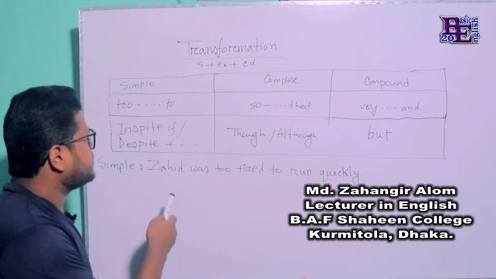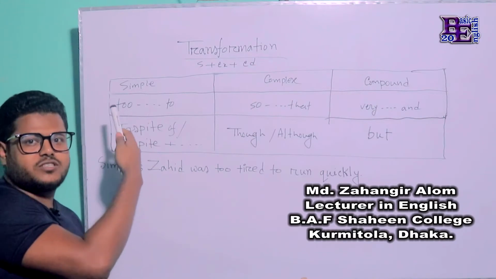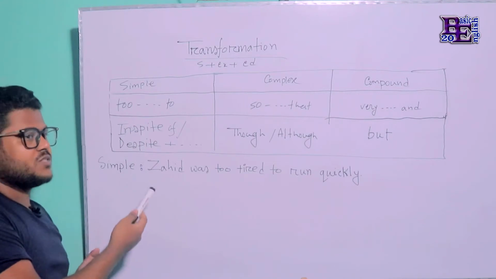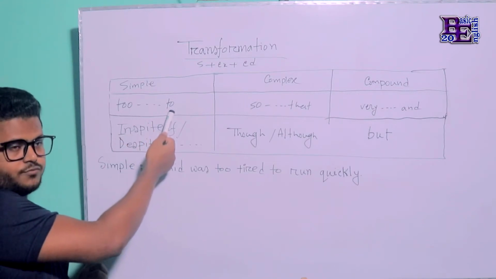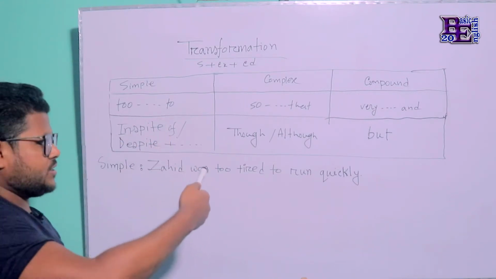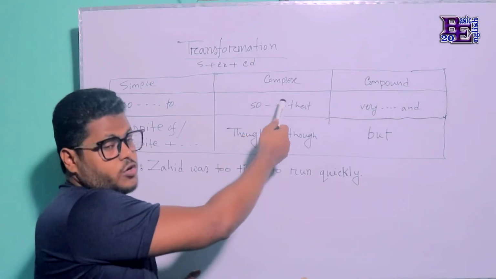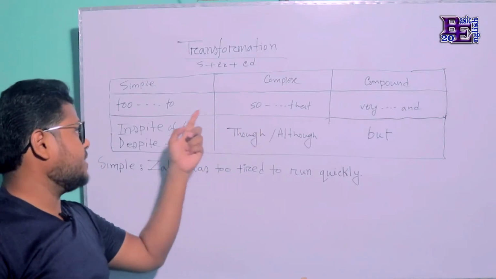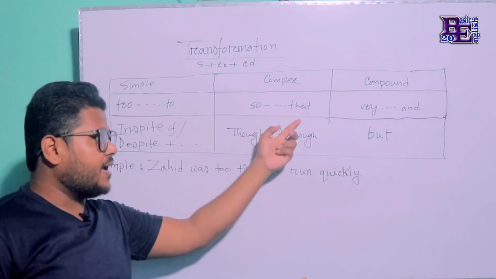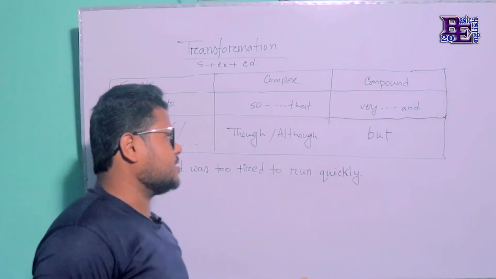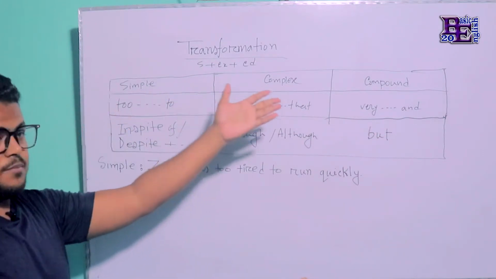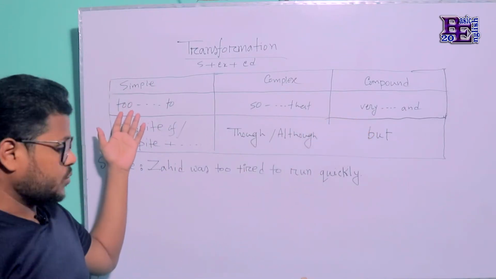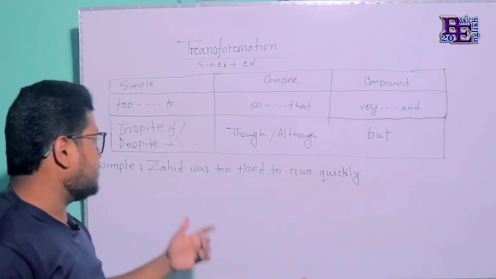Here the first one is that in case of a simple sentence we will get the clue or the symptoms, that is too...to. In case of complex we will use so...that. That means at the place of too we have to use so in a complex sentence, and at the place of to we have to use that. And in a compound sentence, from simple to compound, we have to use very at the place of too, and and at the place of to.